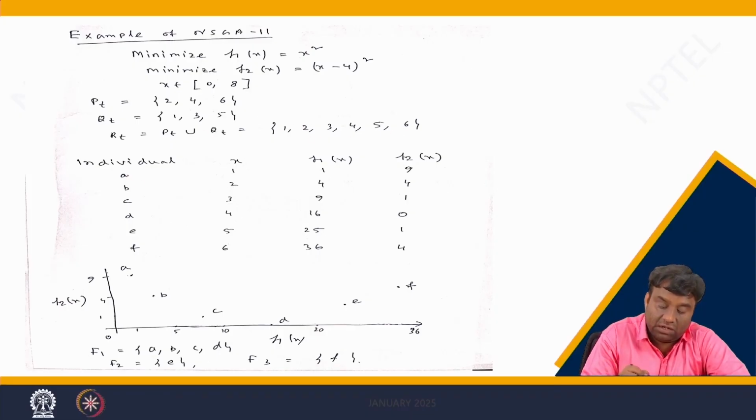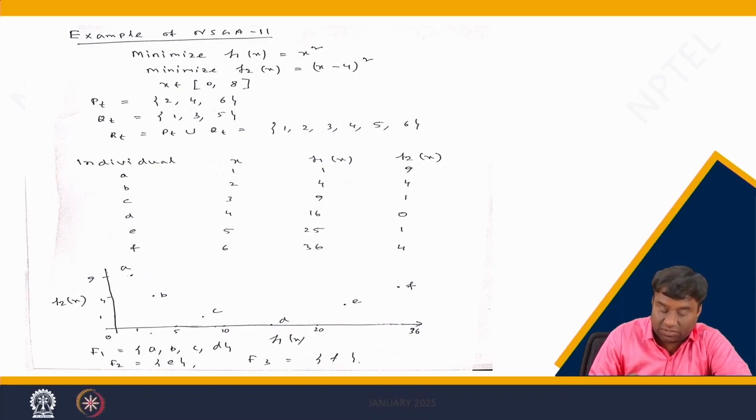So the individuals are A, B, C, D, E, F. There are 6 values. So A is 1, B is 2, C is 3, D is 4, E is 5, F is 6. F1 is simply x square, so it is 1, 4, 9, 16, 25, 36. Similarly for F2(x), if you put 1 you will get 9, if you put 2 you will get 4, then for 3 you will get 1, for 4 you will get 0, like that. We are minimizing these two.